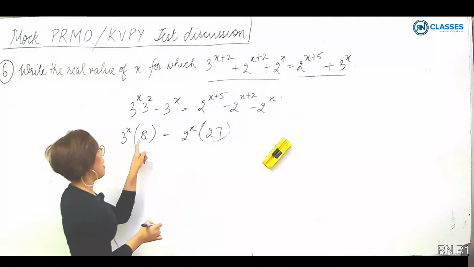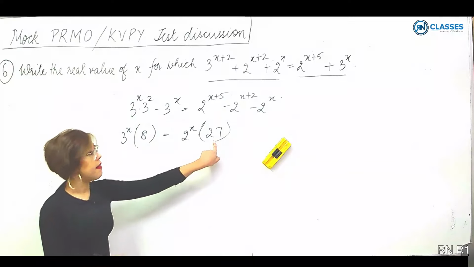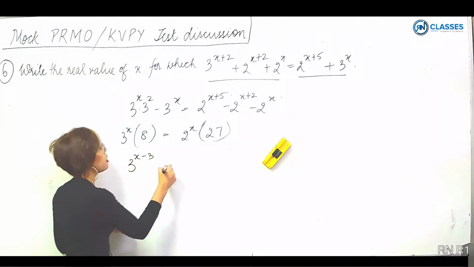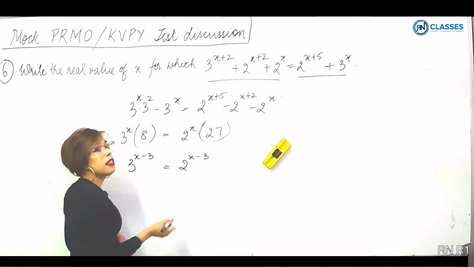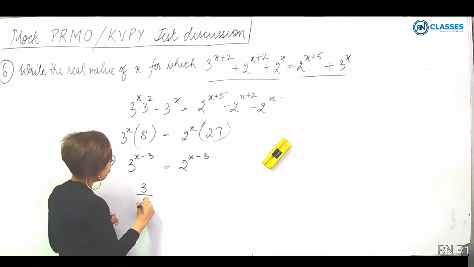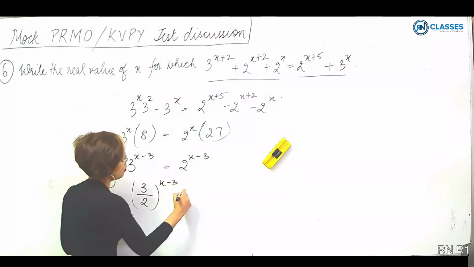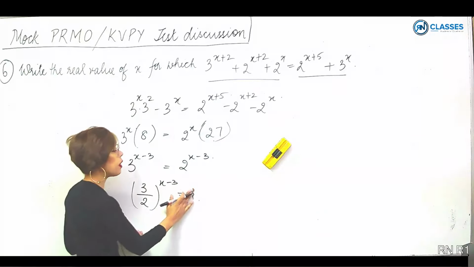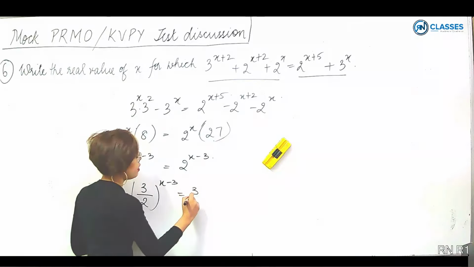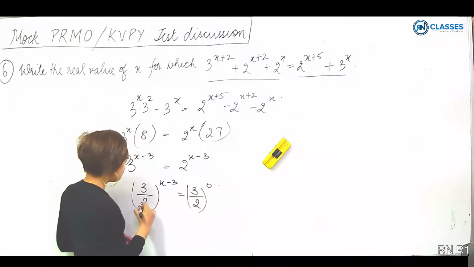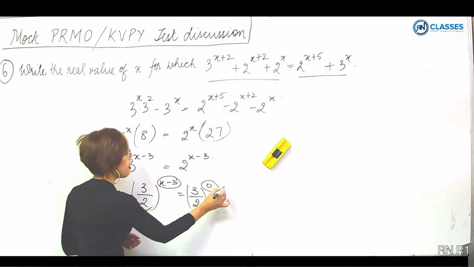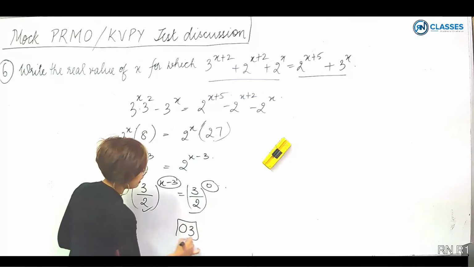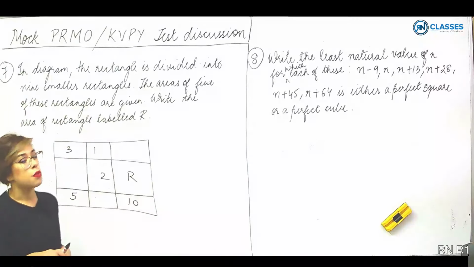As you can see, 8 is here, 27 is here, 27 can be written as 3 cube and then I'll get it here. So, I'll get 3 raised to x minus 3 is equal to 2 raised to x minus 3. This obviously I can write as 3 by 2 raised to x minus 3, which is equal to 1. Left hand side I have a power of 3 by 2, right hand side I need to write as a power of 3 by 2, so I'll write 3 by 2 raised to 0. Obviously, bases are same, powers will be same, and I'll get x as 3, and you will write the answer as 0, 3. On to the next question.